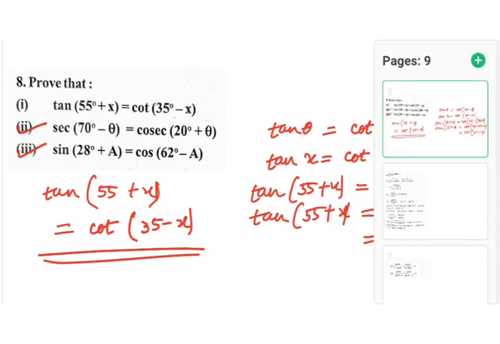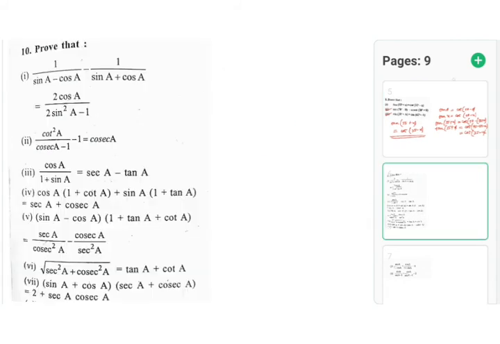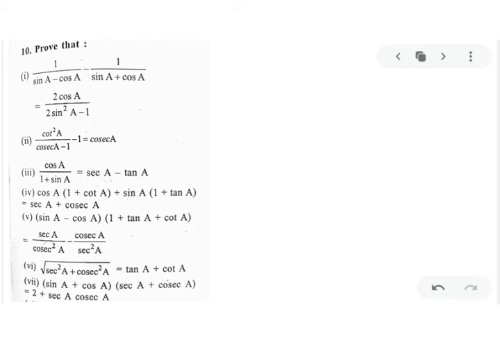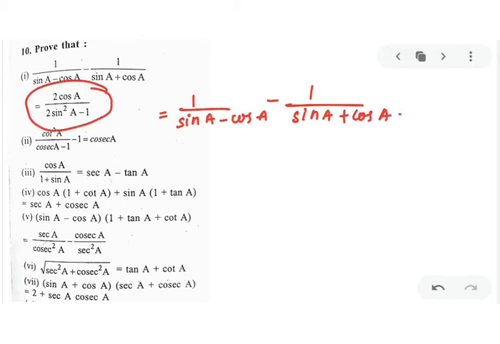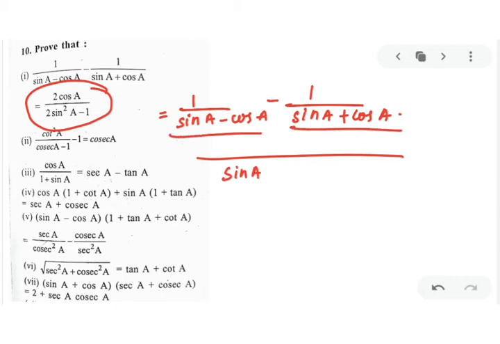Next we have problem number 10. In that I am taking your problem number 1, which says on the left hand side you have 1 upon (sin A - cos A) minus 1 upon (sin A + cos A). This is your left hand side, and on your right hand side you need 2 cos A upon (2 sin² A - 1). In that case, what you will do, let's take the LCM down. Sin A - cos A, and here sin A + cos A.